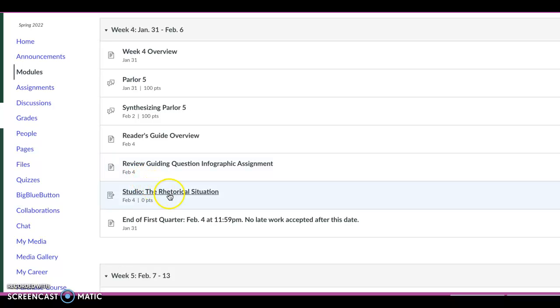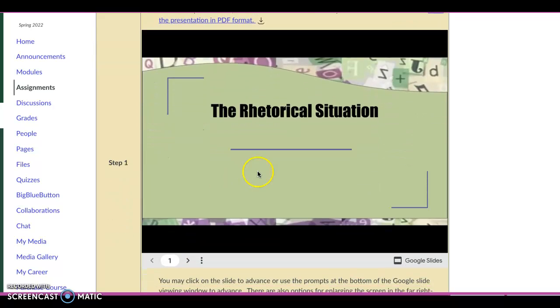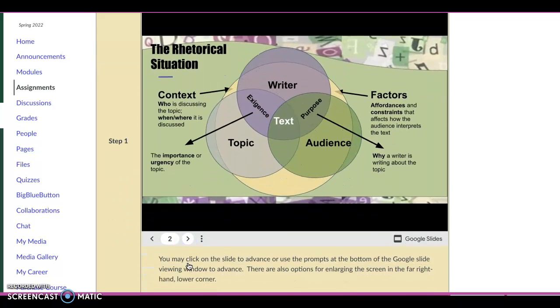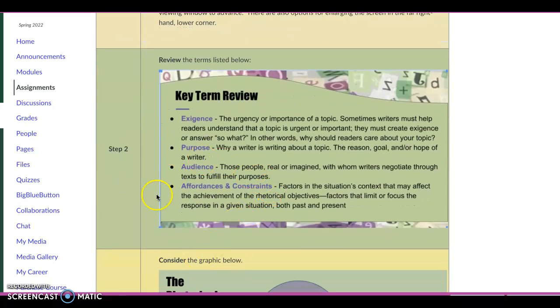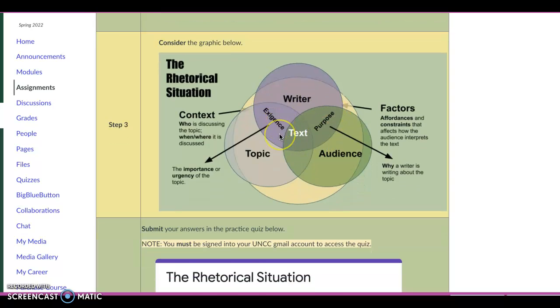All right, and then you also have a studio, the rhetorical situation. This is also helpful, and it will help you think about the audience and the rhetorical situation of whatever topic you choose for the extended inquiry project. You'll have a slideshow to look through here. You'll need to look through that, review these terms, and this is an example of an infographic.